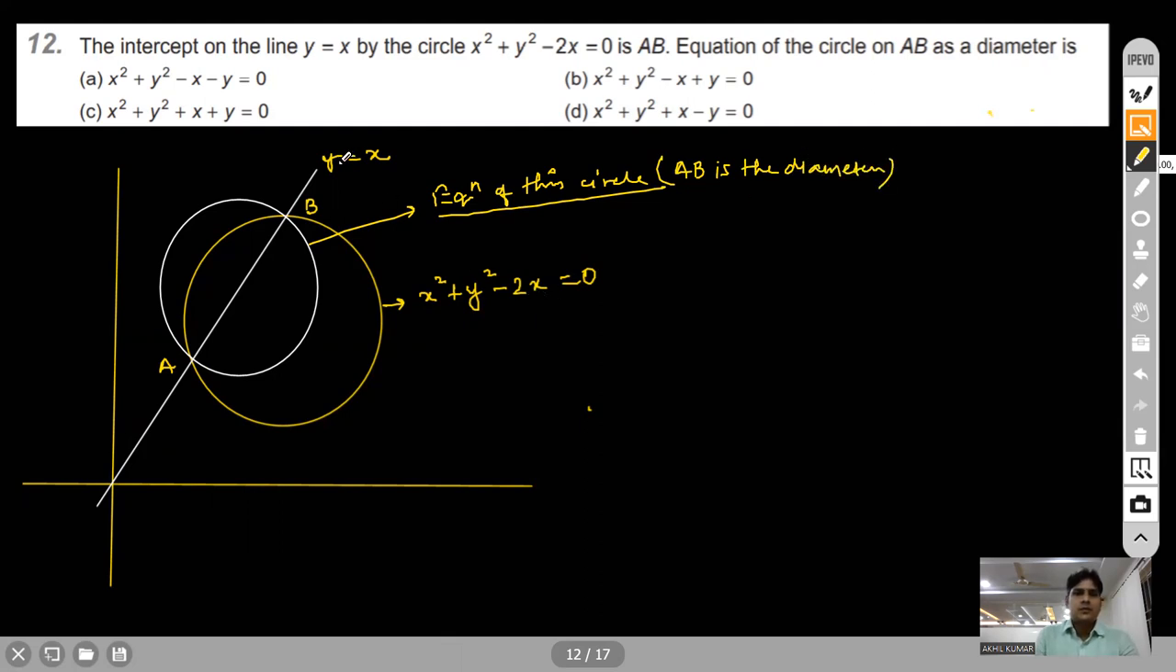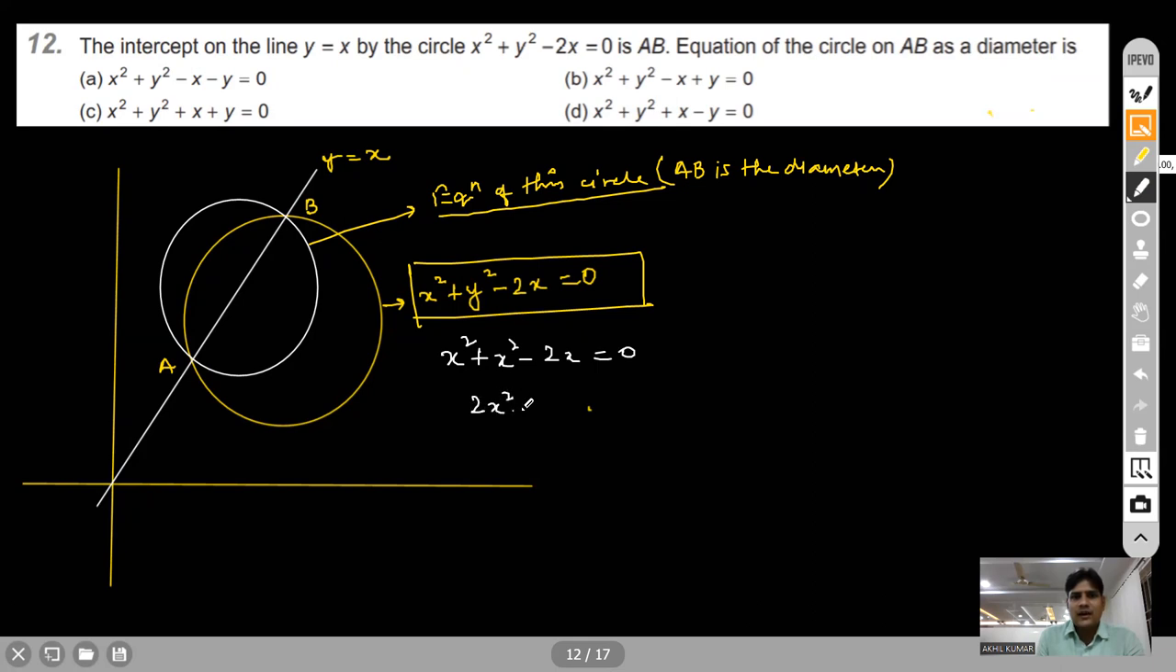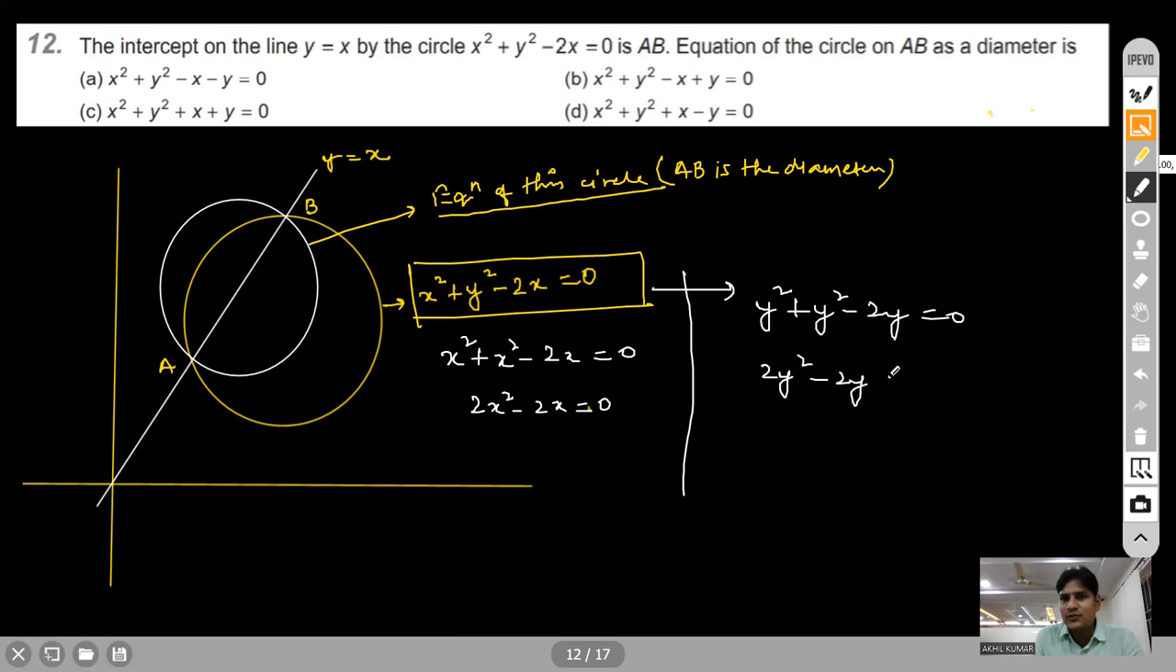Okay. So in the equation of this, let me put y equal to x, because y equal to x also lies on the circle. So we will get x square plus x square minus 2x equal to 0, or 2x square minus 2x equal to 0. And again, putting x equal to y in this equation, we get y square plus y square minus 2y equal to 0. Actually, what I am trying to do, I am trying to identify the coordinates of A and B. Like I am solving these two equations, no? So we will get the point of intersection.